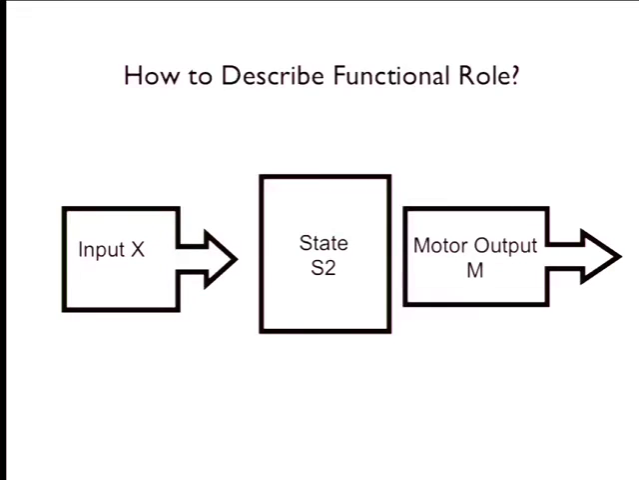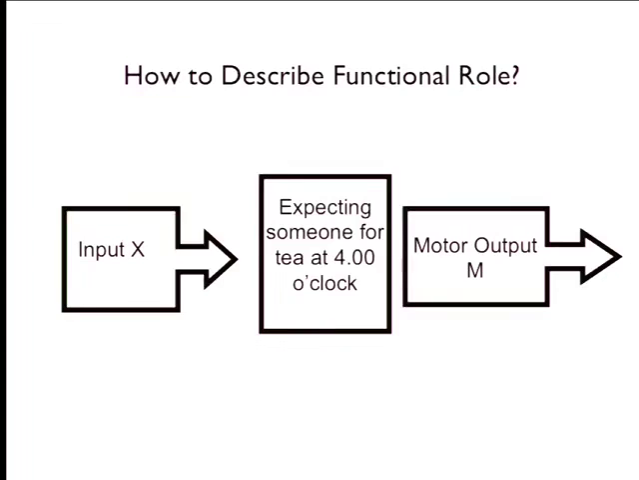Okay. Well, just to be completely explicit about this, I just want to go over this the way we did last time. Suppose you take a mental state like expecting someone to come for tea at 4 o'clock, and then you get as input to that state the clock dial coming round to 4 o'clock. What kind of thing do you get as output then?